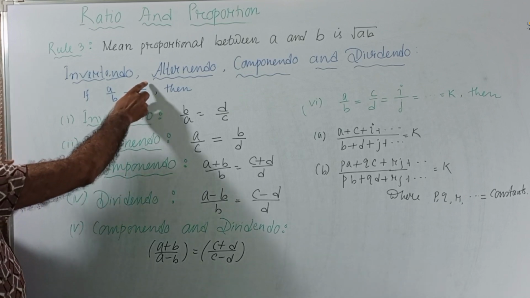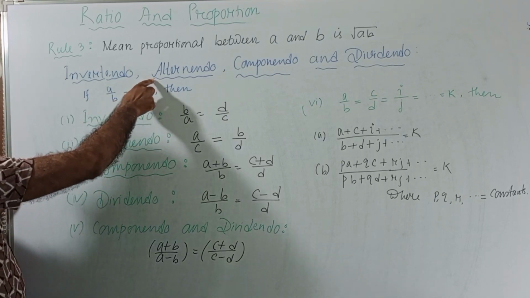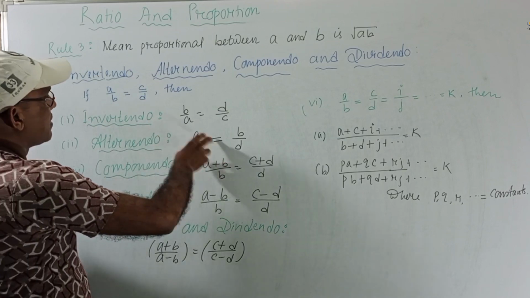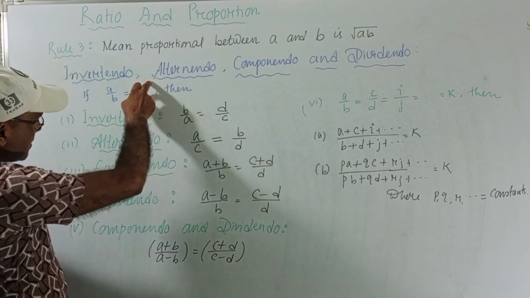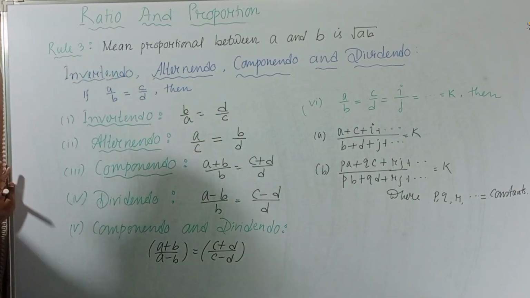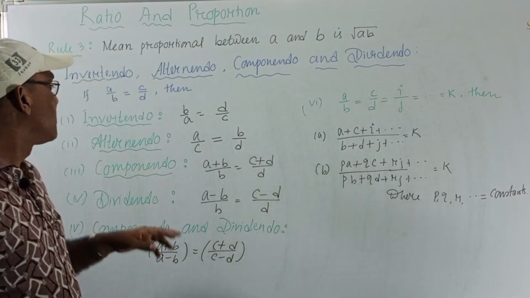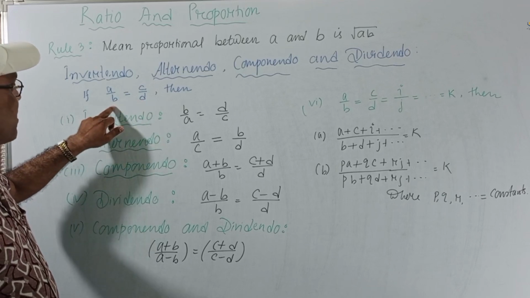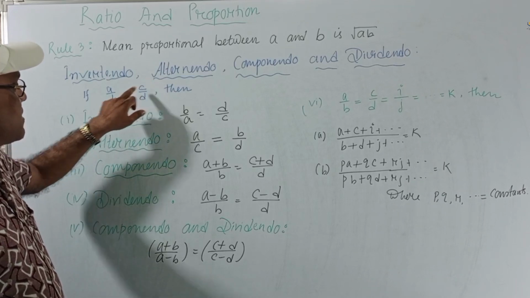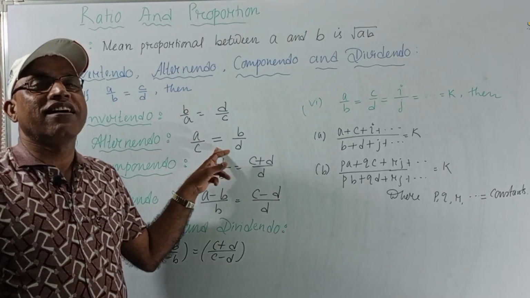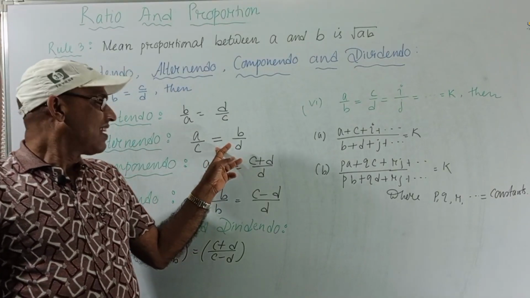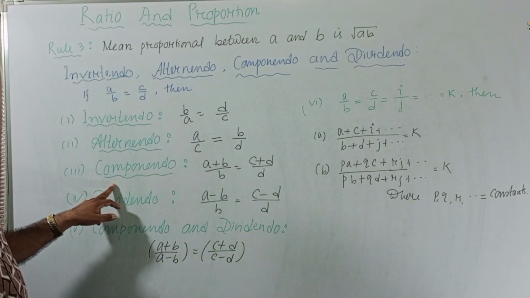Next we consider alternando. Alternando means just we replace their position. B write down here, C write down here. This is B and C here. This is alternando, alternate, replacing their position. First and last same, then we write the middle: B is here, C is here. This is alternando.